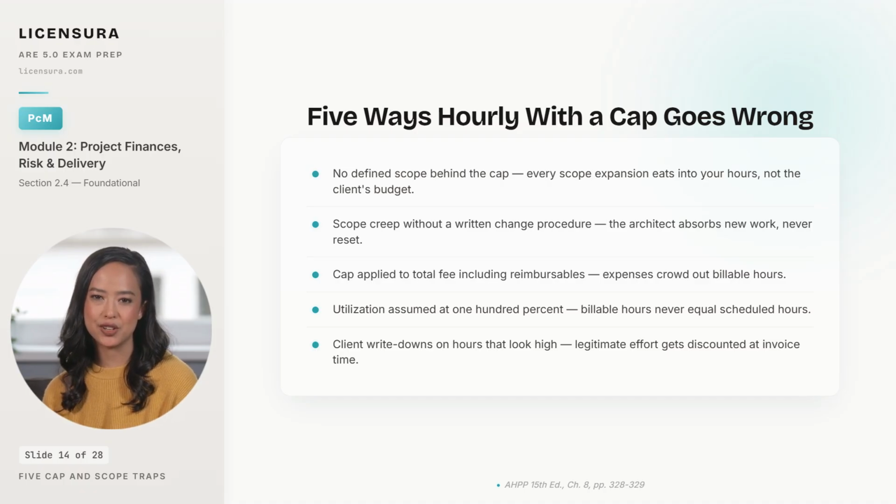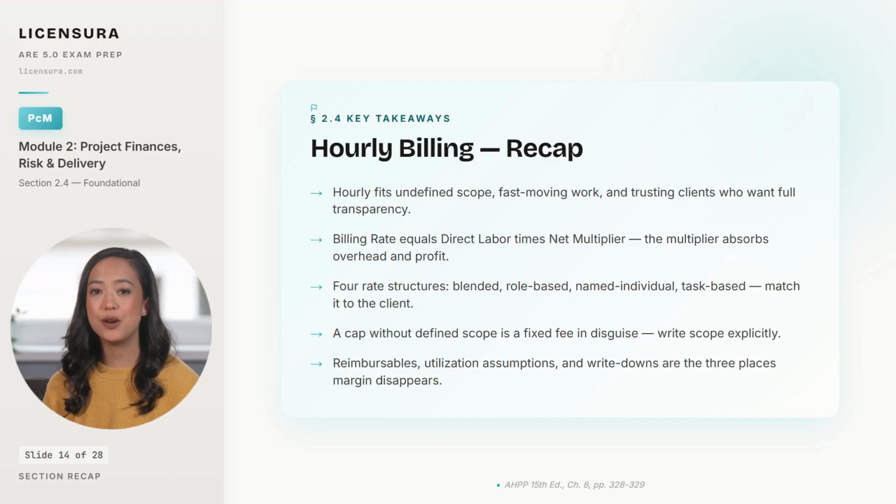Let me close with what you need to know cold about hourly billing going into the exam. 5 takeaways on hourly billing. The structure fits situations where scope is genuinely undefined. Early feasibility, investigative work, design support on a moving target, and where the client values transparency over predictability.